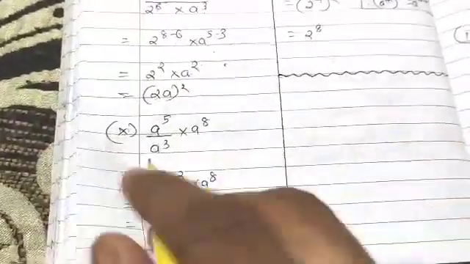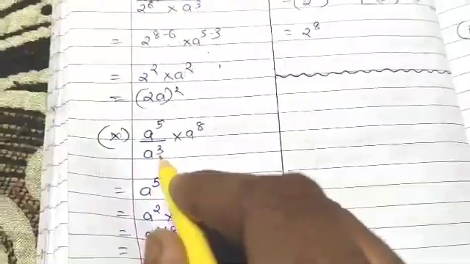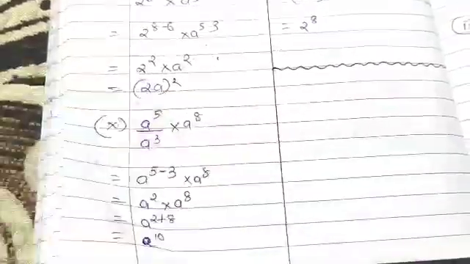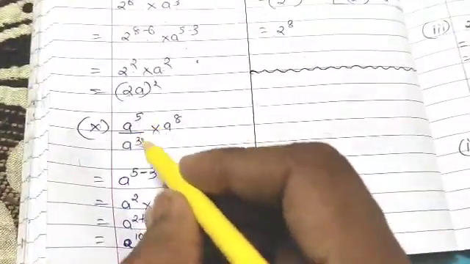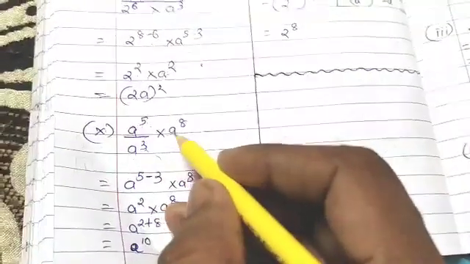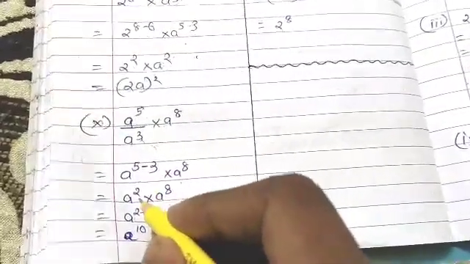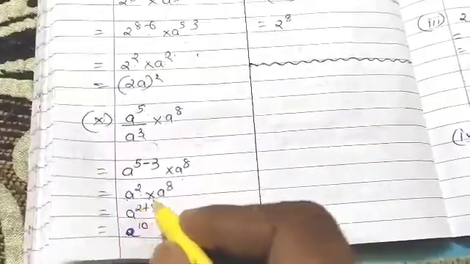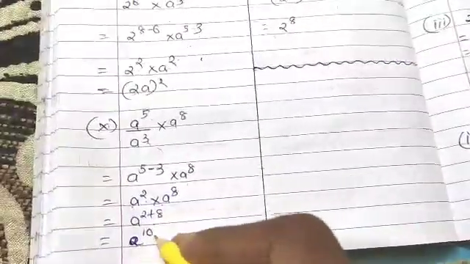Now the next sum is a raised to the power 5 multiplied by a raised to the power 8 divided by a raised to the power 3. First we will solve this: take this 3 into the numerator, that is a raised to the power 5 minus 3 into a raised to the power 8 as it is. Then a raised to the power 5 minus 3 gives a raised to the power 2 multiplied by a raised to the power 8. Now the bases are common, so you have to add the powers, that is a raised to the power 2 plus 8 gives a raised to the power 10.